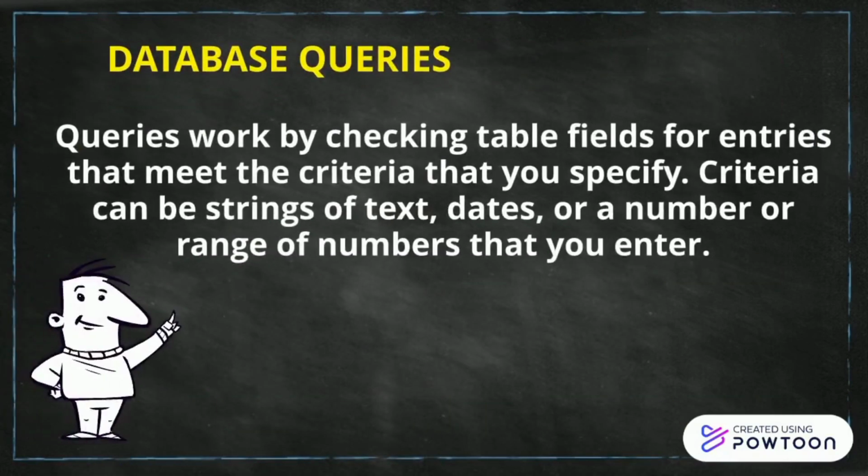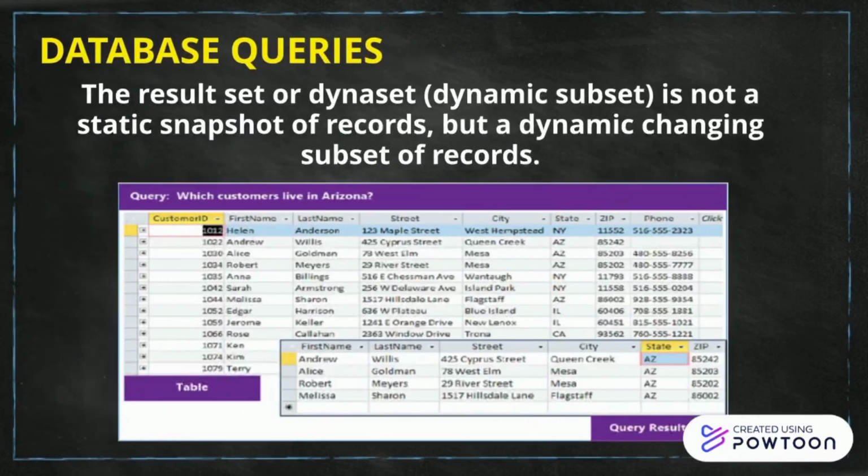Database queries. Queries work by checking table fields for entries that meet the criteria that you specify. Criteria can be strings of text, dates, or a number or range of numbers that you enter. The result set, or DynaSet, dynamic subset, is not a static snapshot of records, but a dynamic, changing subset of records.